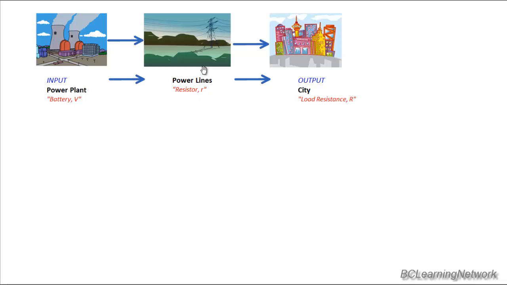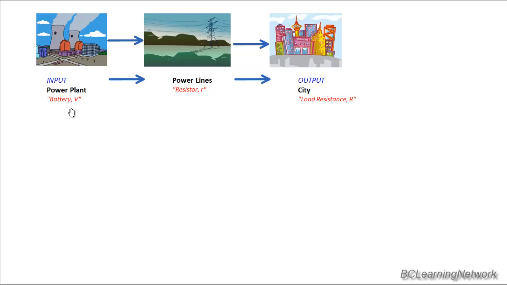So the power companies try and make those transmission lines as efficient as possible so they keep the resistance as minimal as possible. And the city itself, we can think of that as just one big huge resistor, and we'll call that the load resistance, capital R. Now that's going to be our unknown. We have no idea what the resistance of a city would be, as it varies every second anyways. People turn on and off objects.